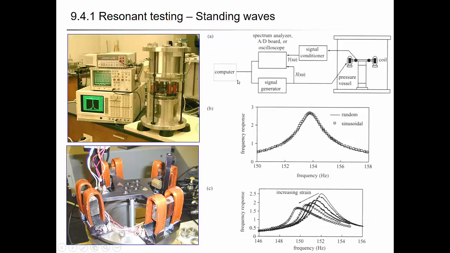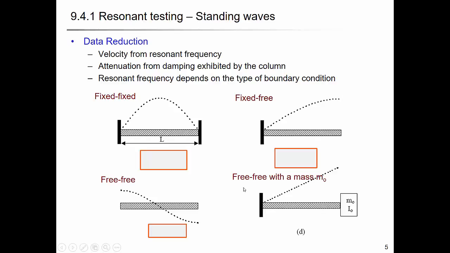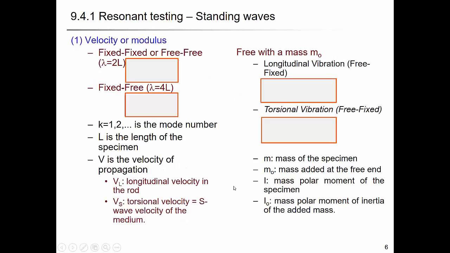So when you do the resonance testing, you apply the sinusoidal signal as you sweep the frequency. And from the amplitude of the acceleration, you can get the frequency response like this. The resonant frequency will give you the velocity. And the half power bandwidth or the single degree of freedom system curve fitting will give you the damping of that. And I think we've done that.